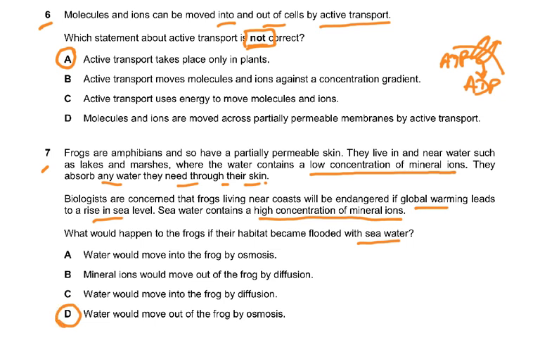You see, they told you in the question that they live near water, where the water contains a low concentration of mineral ions, and then they can absorb any water they need through their skin. But if the concentration outside becomes more, because it says seawater contains a high concentration of mineral ions, water will move from inside the frog to outside, from a higher water potential to a lower water potential, because too many ions would lower the water potential.